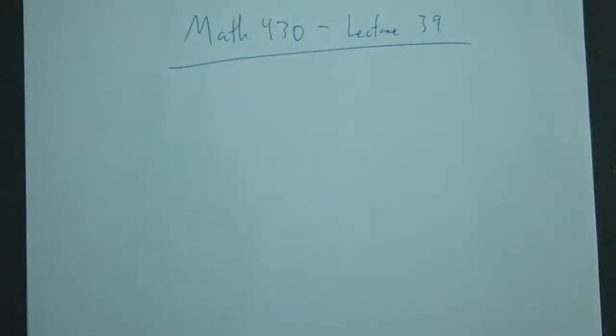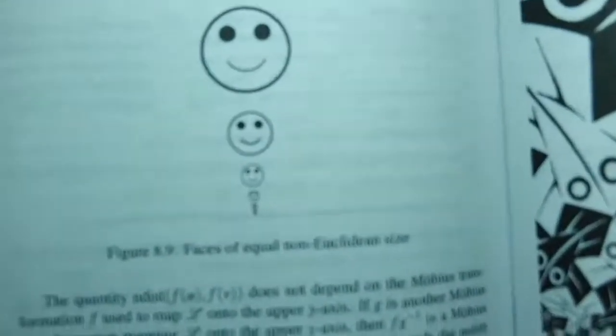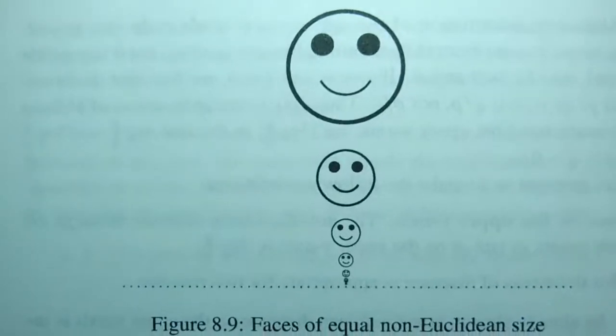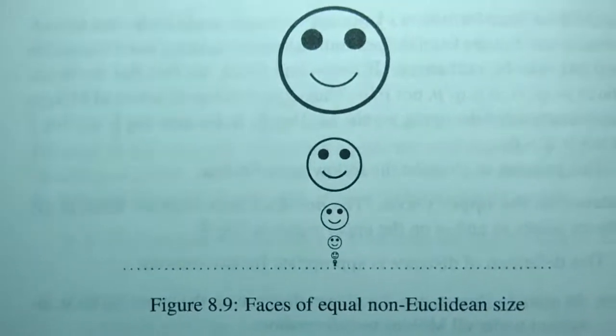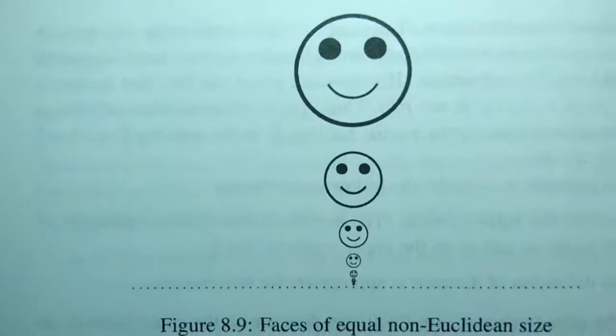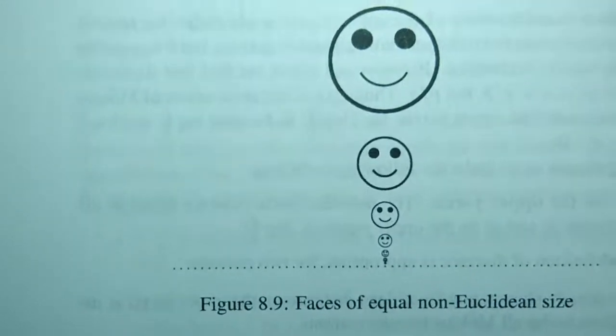So this led us to a notion of non-Euclidean distance that was strange in a couple of ways. One, there was this distance distortion near the boundary, where this was actually a depiction of figures of equal size. So these faces are of equal non-Euclidean size. Each smiley face you see here is the same size with respect to this non-Euclidean distance we defined.